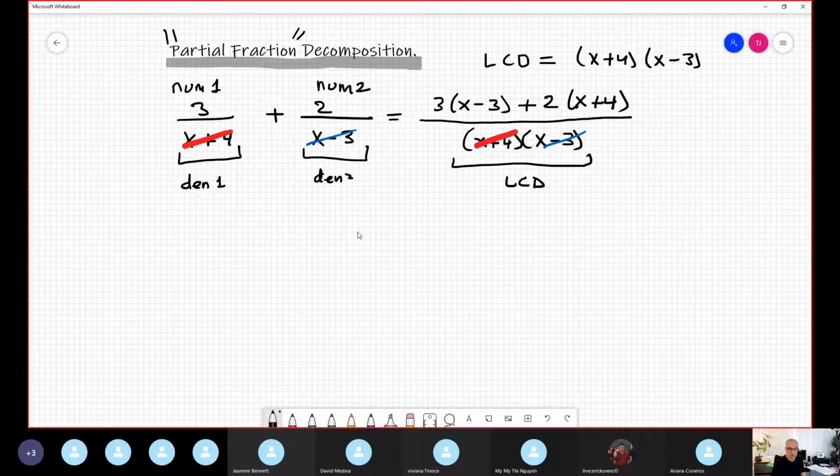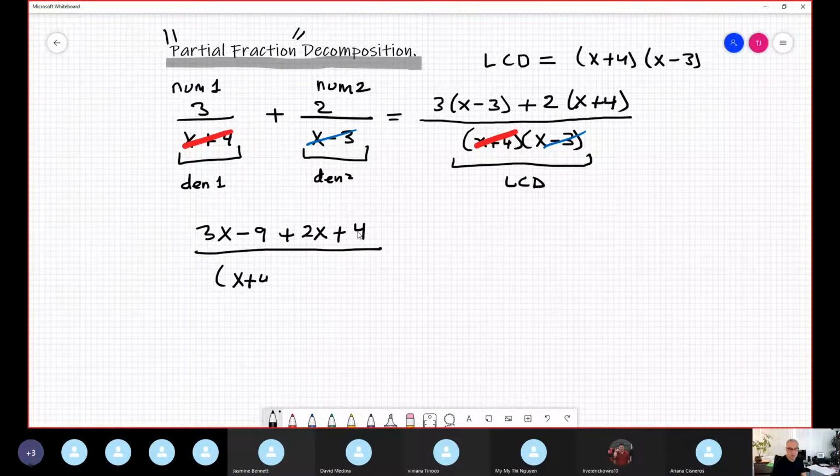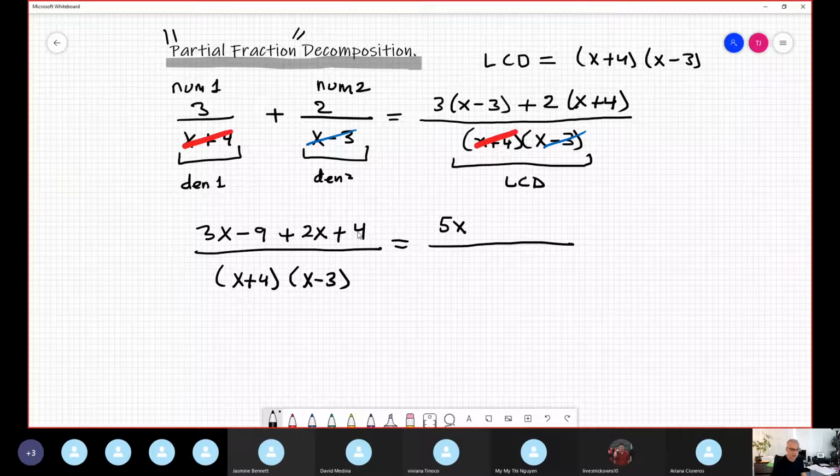Let's do it. This is 3x minus 9 plus 2x plus 8, divided by x plus 4 times x minus 3. Okay, 5x, because 3 plus 2 is 5. And negative 9 plus 8 is negative 1. Sorry, 2 times 4 is 8. I made a mistake here. It's negative 1. Okay?